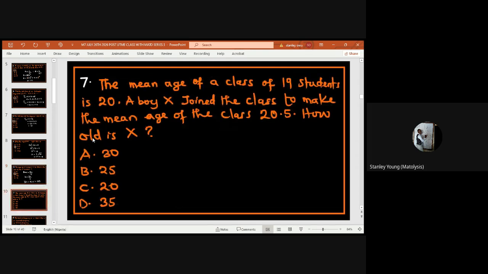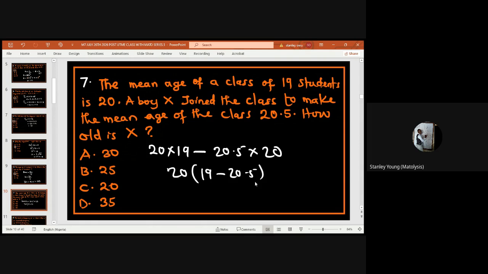Question 7. The mean age of a class of 19 students is 20. A boy X joined the class to make the mean age of the class 20.5. How old is X? Let me first solve this like a candidate in an exam. I will just go by saying 20.5, which is now the new mean age, times the new number of students, 19 plus 1, that's 20, minus 20 times 19. So 20 is common. I will just have 20.5 minus 19. So this is going to be 20 times 1.5. So that is going to be 30. So the age of boy X is 30.